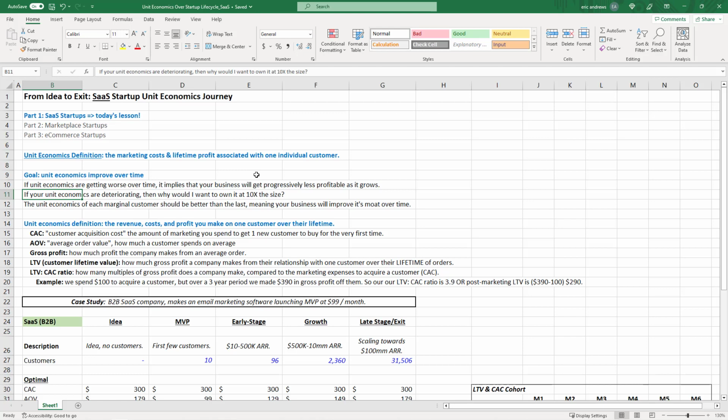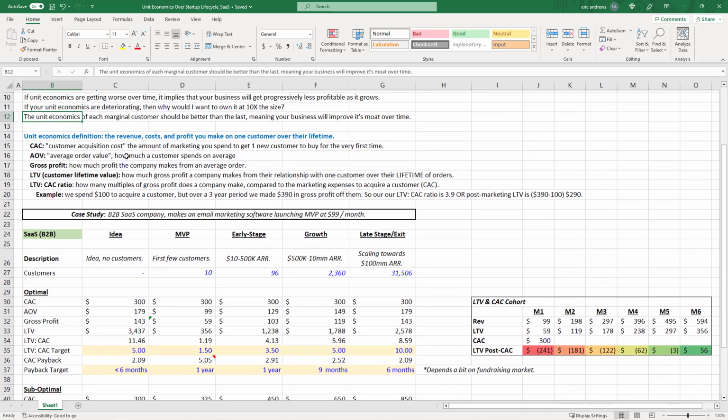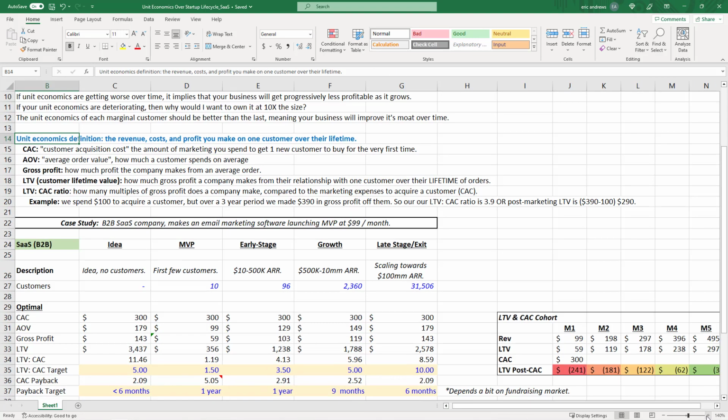So, if your unit economics are deteriorating, then why would someone want to own your company at 10 times the size? Because then it would be a business that is trending with each incremental customer towards worse and worse profits, and effectively maybe zero profits or negative profits at some point. So the unit economics of each marginal customer should be better than the last. That means that your business's moat is improving over time and that your business will be more profitable the bigger it gets. So that's ultimately the goal here. So let's dive into all of the different subcomponents of unit economics.